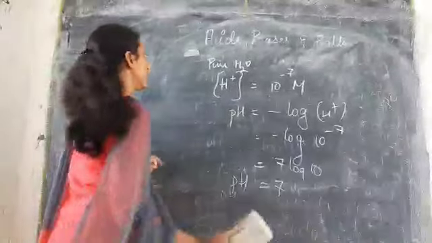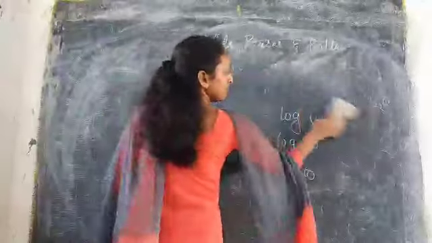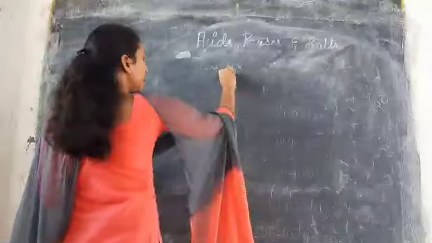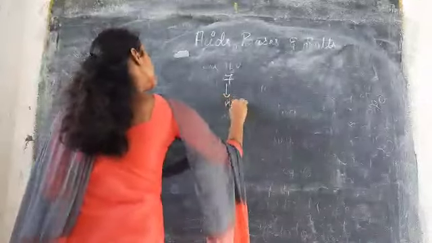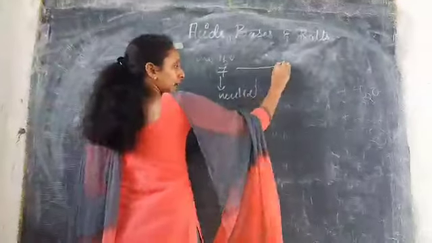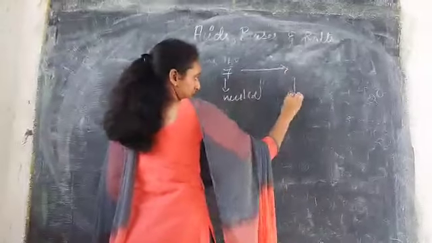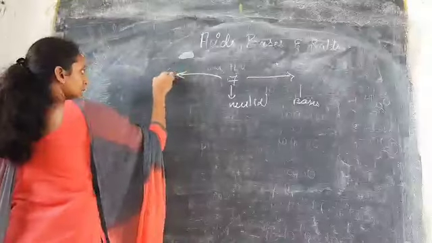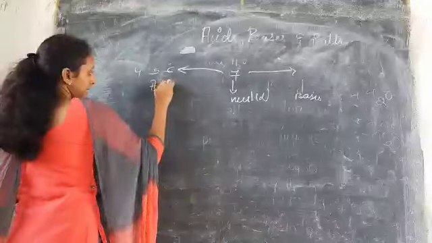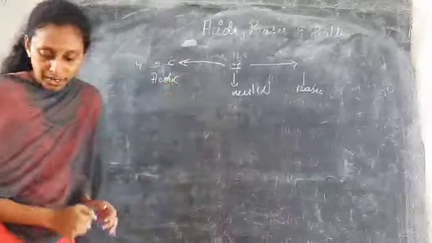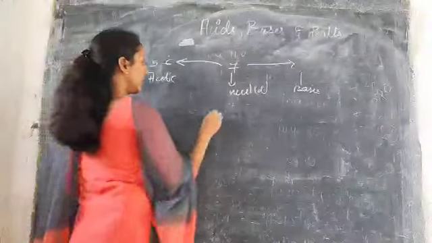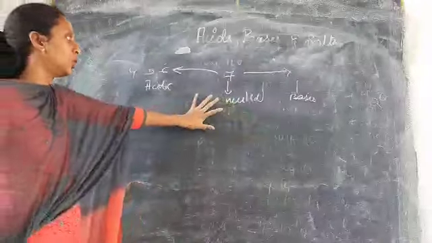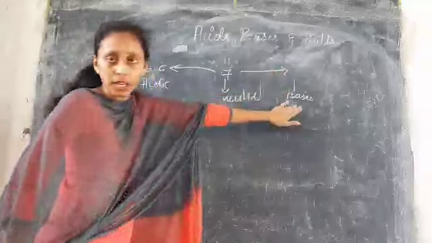So next thing, I already mentioned 7 is neutral. Above 7, like 8, 9, 10, 14, those will be basic. And below 7, like 6, 5, 4, these are acidic. So we already know that a pH equal to 7 is neutral in the solution, these are acidic and those are basic.